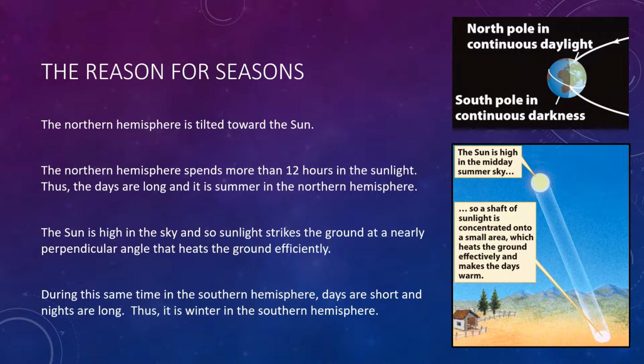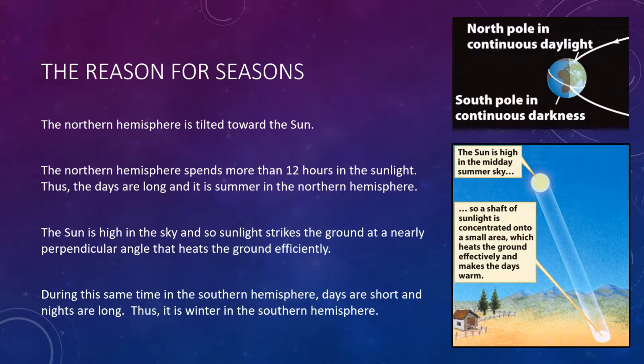The northern hemisphere spends more than 12 hours in the sunlight in this case. Thus, the days are longer, and it is summer in the northern hemisphere. The Sun is high in the sky, and so sunlight will strike the ground at a nearly perpendicular angle that heats the ground efficiently. So that's what this image on the bottom right shows. We have a sun that is almost directly overhead, so the sun rays that come down are almost directly going straight into the ground, which means that it heats an area fairly intensely, and we get efficient heating.